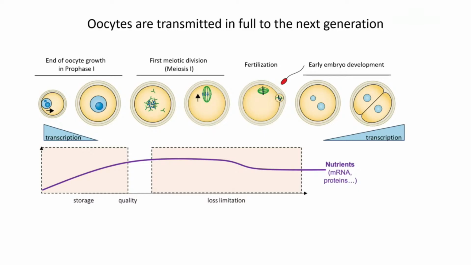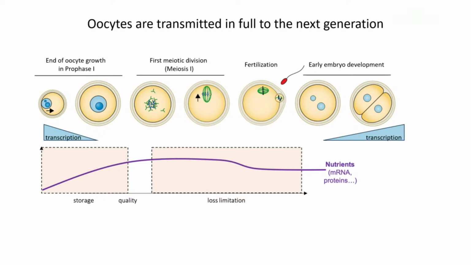So oocytes are produced before birth, as you heard also about during this congress. They will stay quiescent until puberty, and cyclically after puberty, some will undergo a growth phase where they will accumulate mRNA and proteins in their cytoplasm, which corresponds to an active phase of transcription. Then oocytes are going to enter into the first meiotic division, they will form a spindle where the nucleus was, which is more or less in the center of the cell.